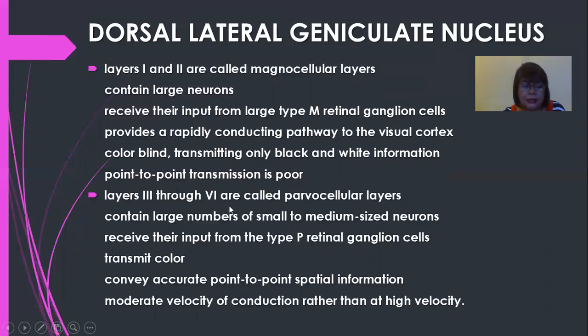Layers 3 and 6 are called parvocellular layers. They contain large numbers of small to medium-sized neurons. They receive their input from the type B retinal ganglion cells, and they transmit color. They convey accurate point-to-point spatial information, meaning space, with a moderate velocity of conduction rather than at high velocity.